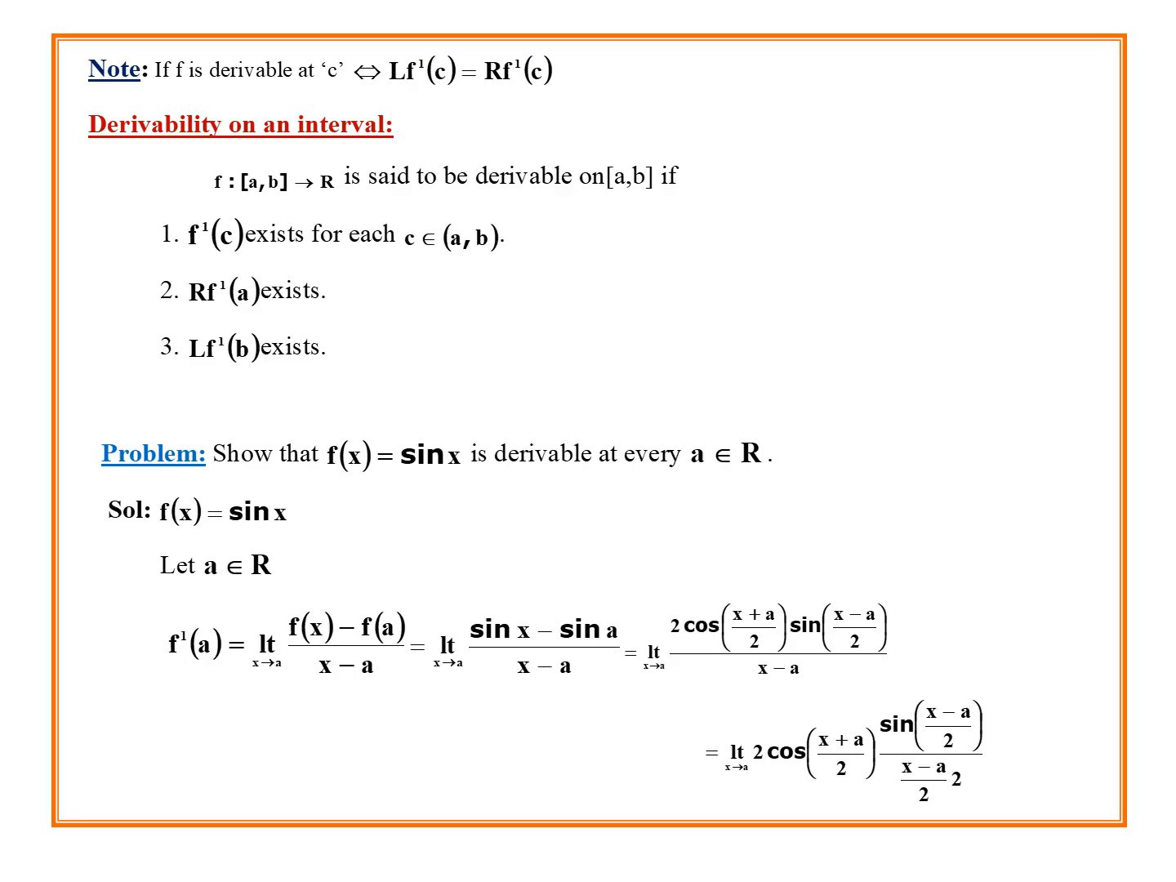So here, apply the formula: limit x tends to a, 2 cos((x + a)/2) sin((x - a)/2) divided by (x - a). Limit x tends to a, 2 cos((x + a)/2) sin((x - a)/2) by (x - a)/2 into 2.